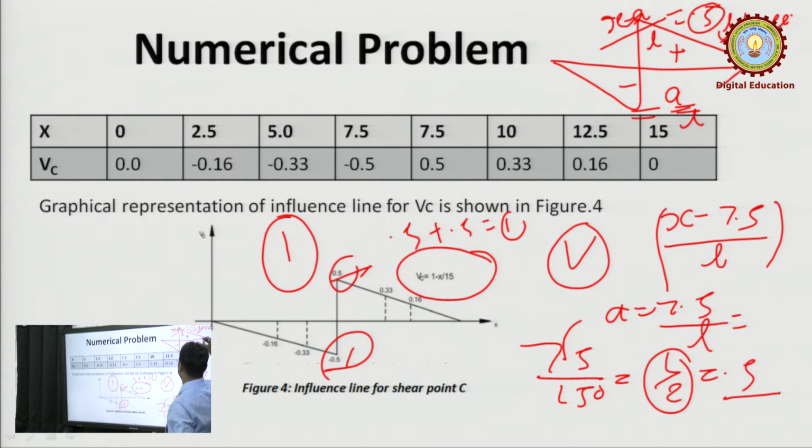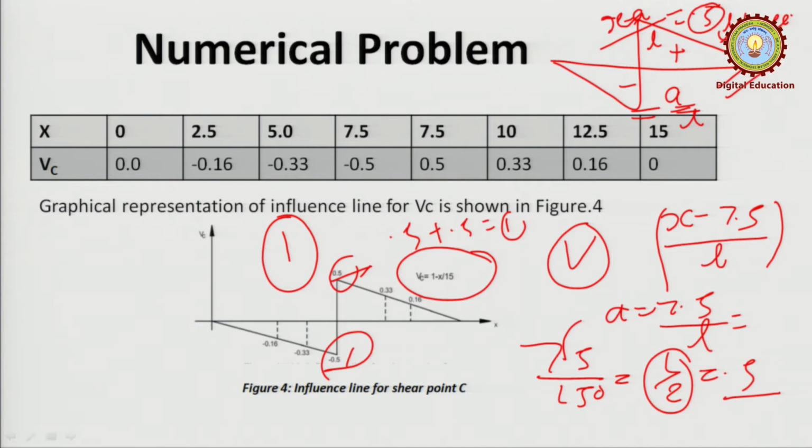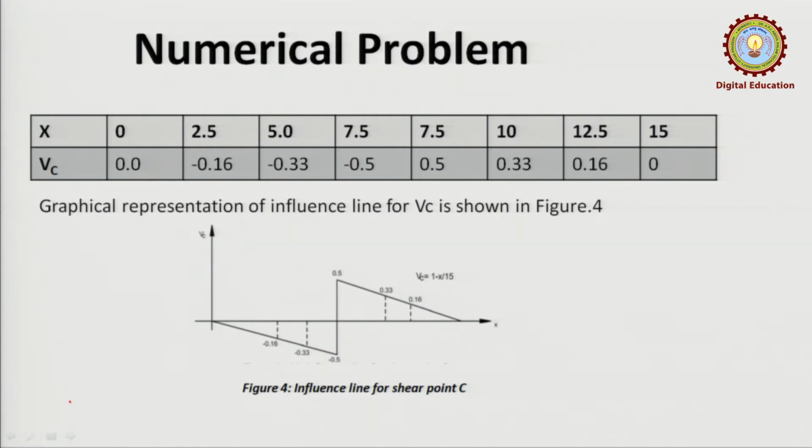This is the simple method as we learned in the previous class, but here we are going to draw the shear force from the tabulated method. In the tabulated method, we have a given equation: Vc equal to 1 minus x upon 15.